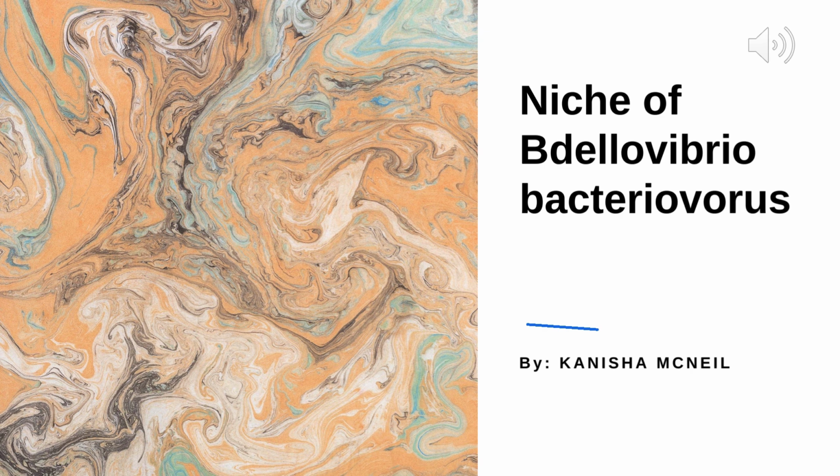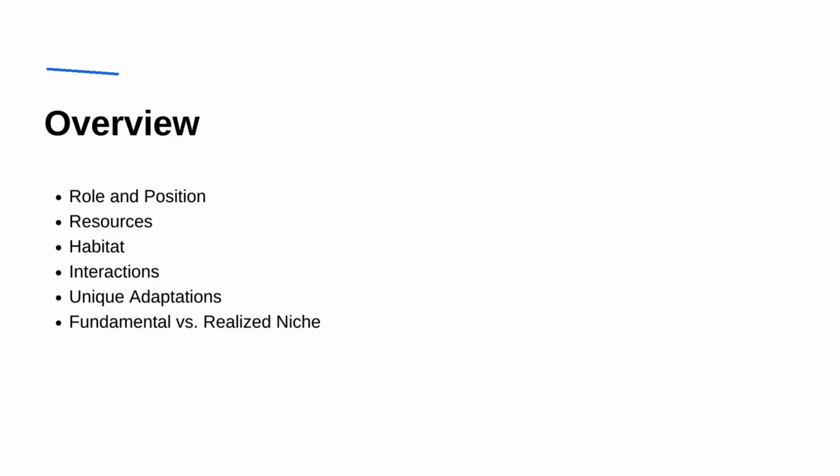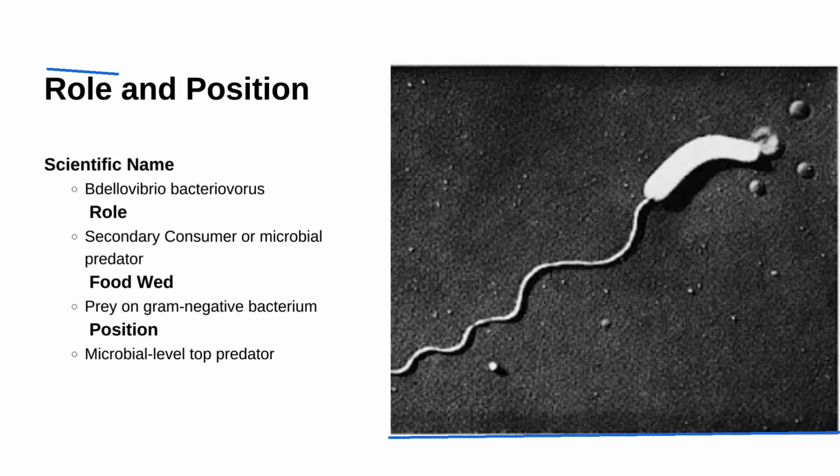Niches of Bdellovibrio by Kenesha McNeil. Overview: role and position, which is the role and position that Bdellovibrio plays in an ecosystem; resources that Bdellovibrio uses; the habitats that Bdellovibrio lives in; the interactions that Bdellovibrio has with other species; unique adaptations; and fundamental and realized niches.